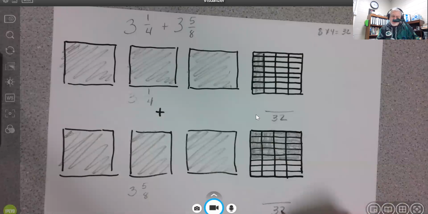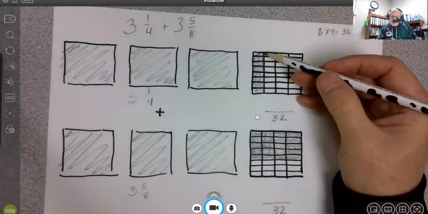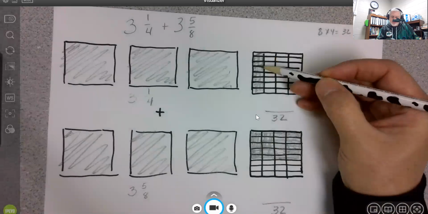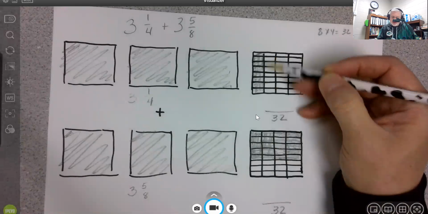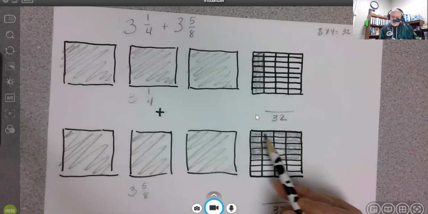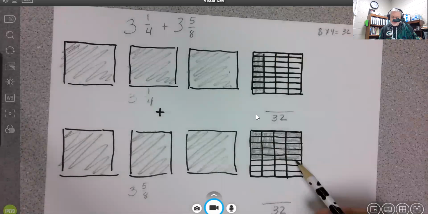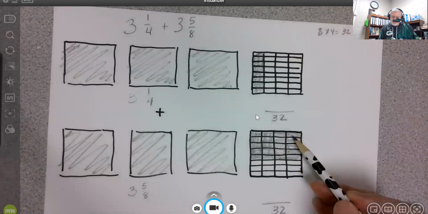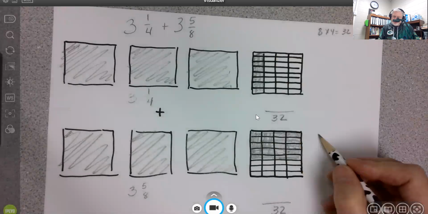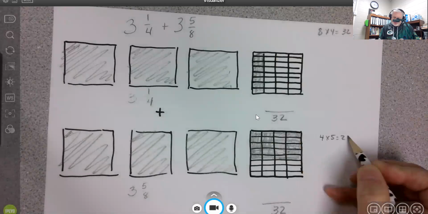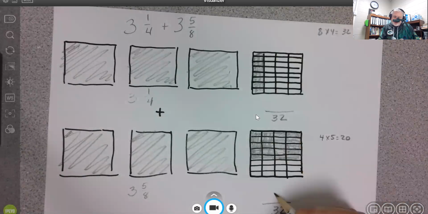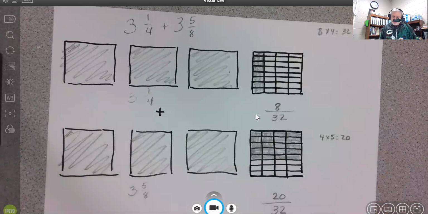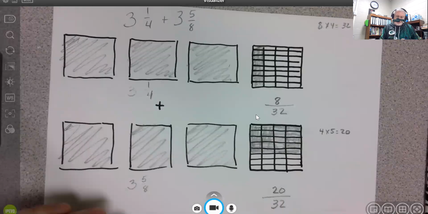So now I just have to count how many are shaded. 1, 2, 3, 4, 5, 6, 7, 8, okay? And in this one, I have 4, and I have 5 rows of 4. So 4 times 5 is 20. So this would be 20 over 32, and this would be 8 over 32. Now, if you notice, they both have the same denominator. So now I can add them together.